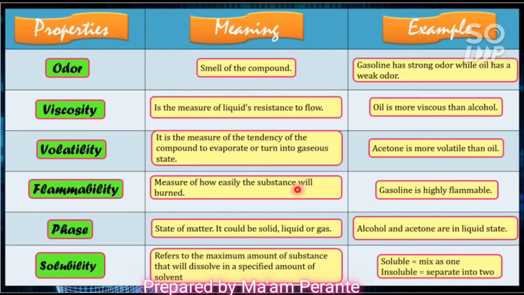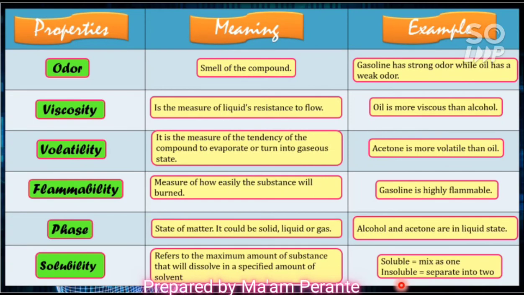Not easy to evaporate or it takes so many hours before it evaporates, that meaning the liquid or the organic compound is not volatile. Flammable, when the compound can easily burn, that is flammable, like the gasoline. Phase is that a solid, liquid, or gas. Soluble or insoluble. It can mix to other, like sugar and water. They can mix, soluble. Salt and water, they can mix. They can mix as one, so they are soluble. Water and oil cannot be mixed, so they are called insoluble.